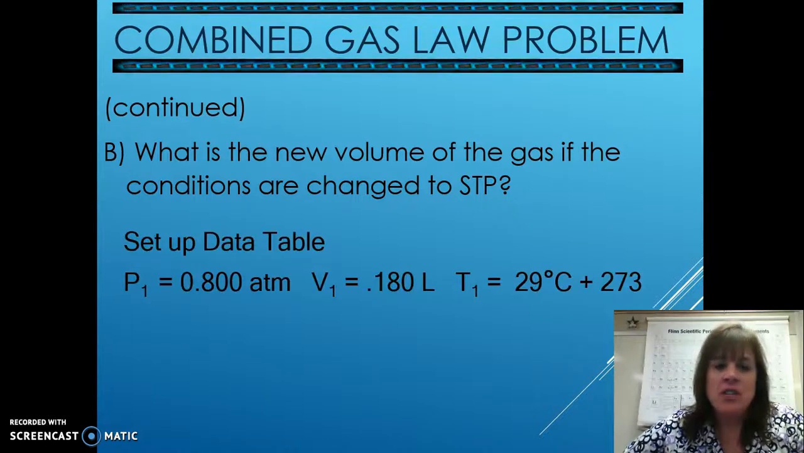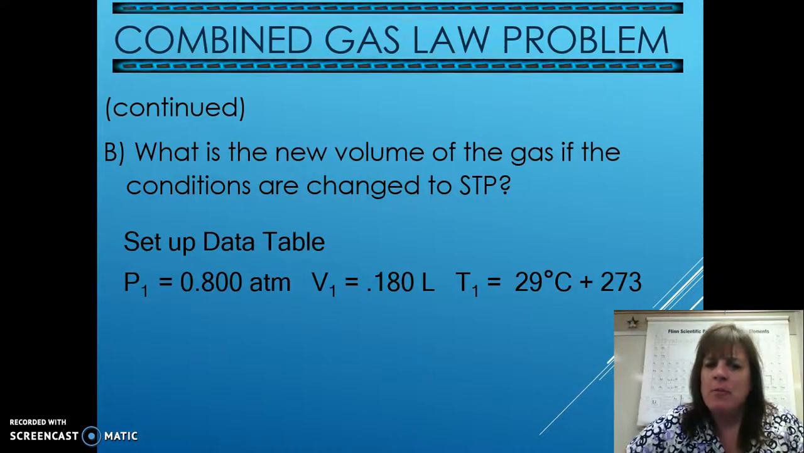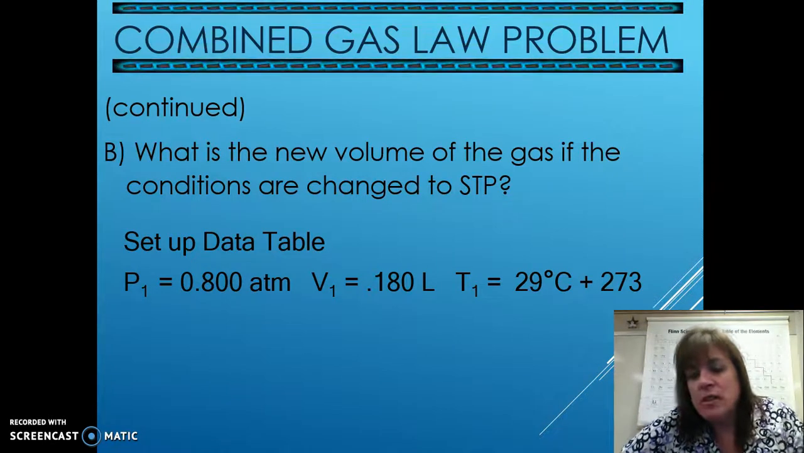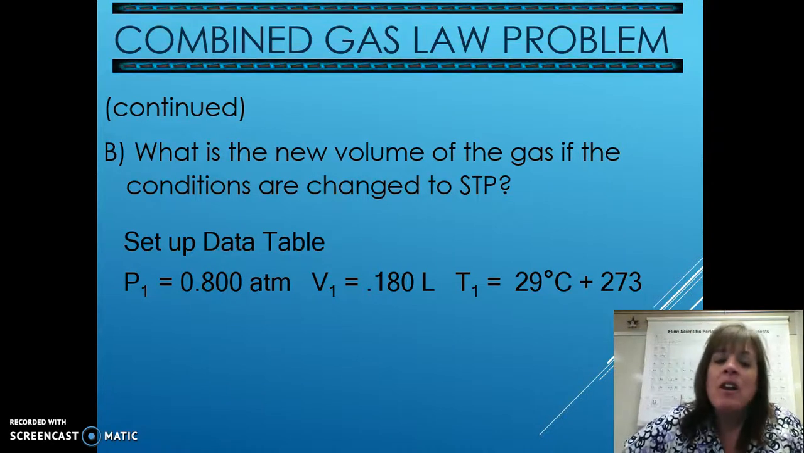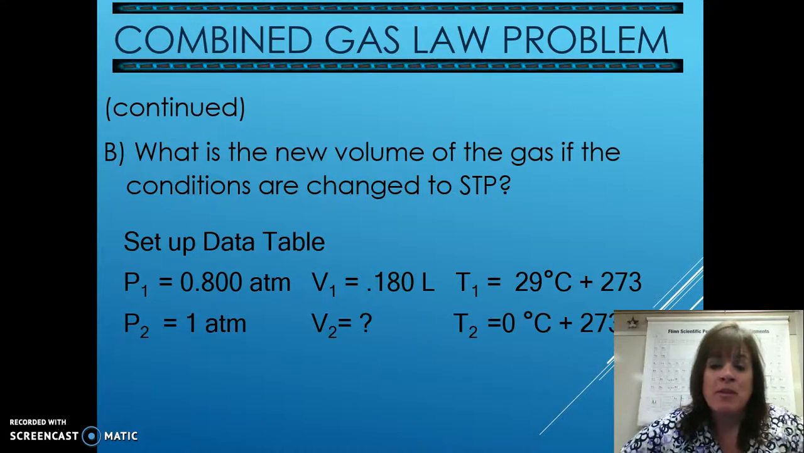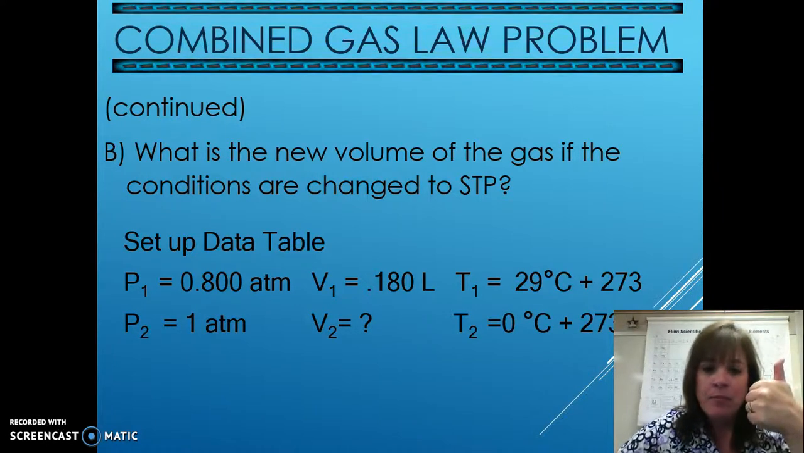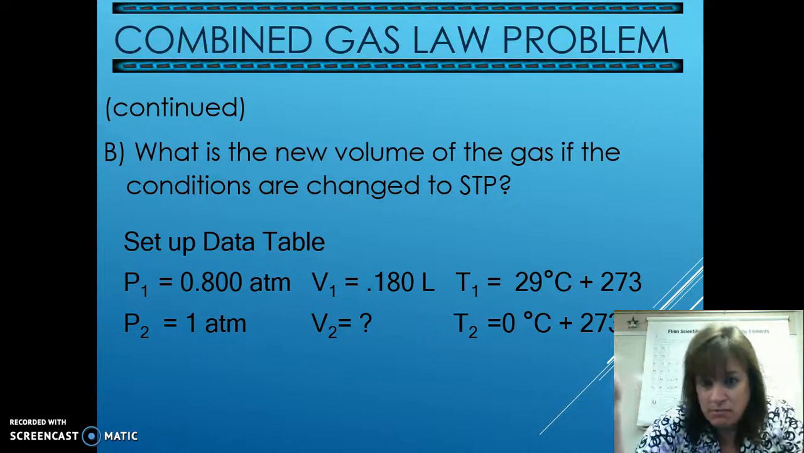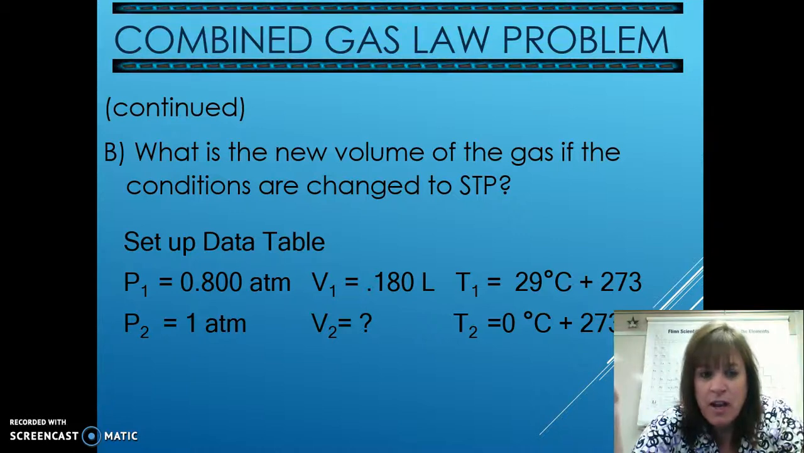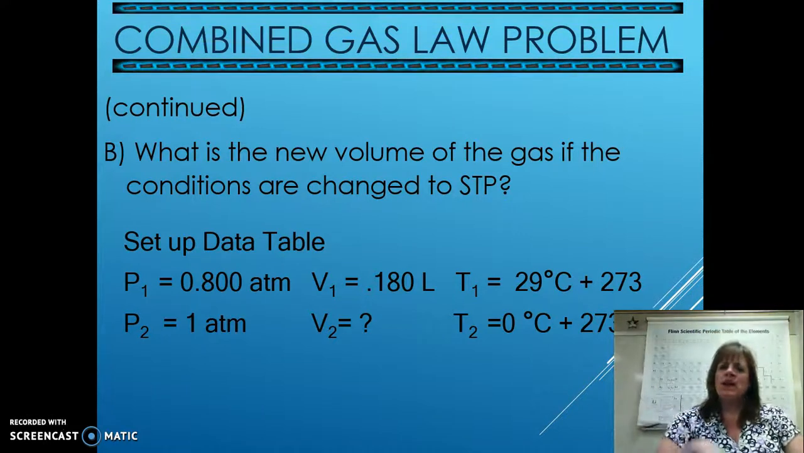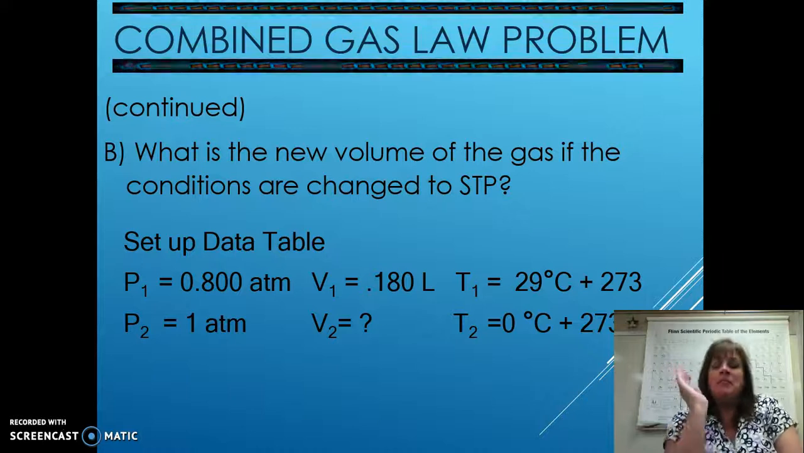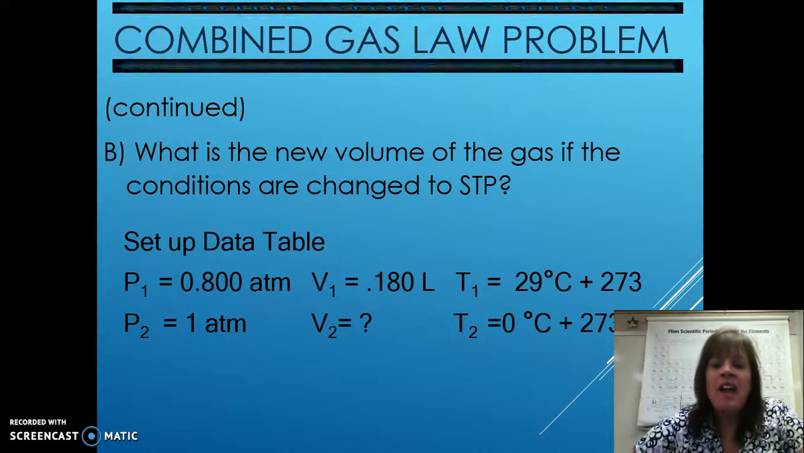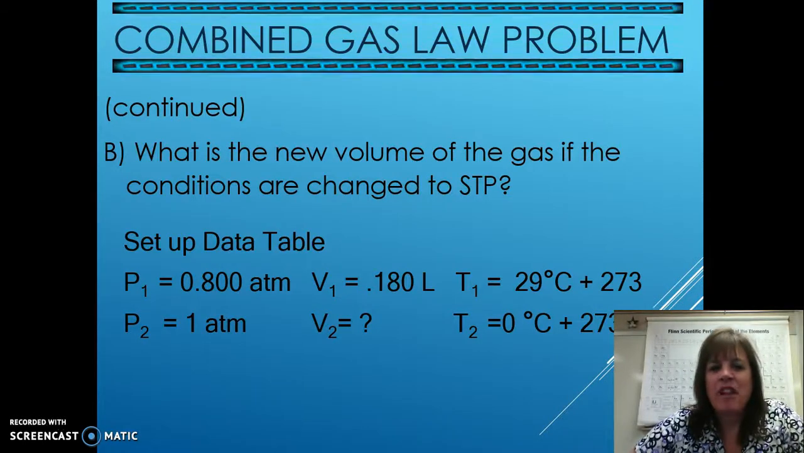So our initial conditions are still the same as they were in the last problem, 0.8 atmospheres, 0.18 liters, and 29 plus 273 to get to Kelvin. But now our new conditions are a pressure of 1 atmosphere, so pressure went up, but temperature went down, right? Because standard temperature is 273 Kelvin. So I wonder what happened to volume. Did it go up or down? I don't know. Well, do some math. Come to class. We'll see if you got that math right.